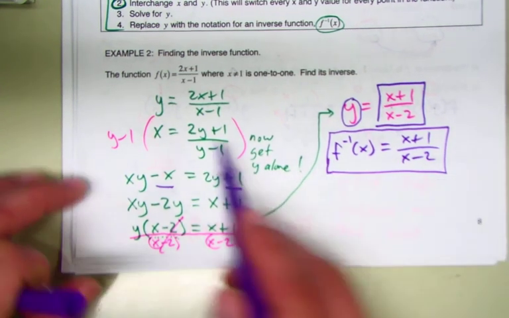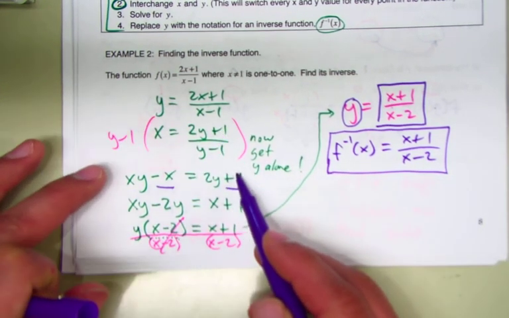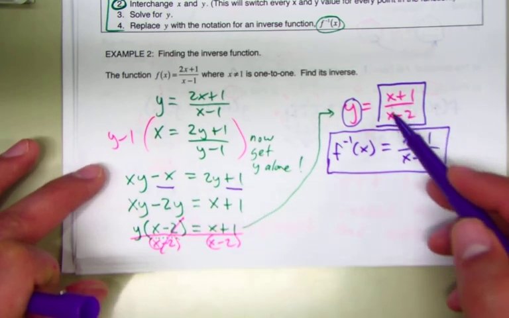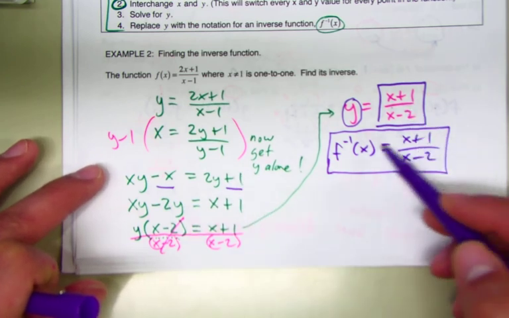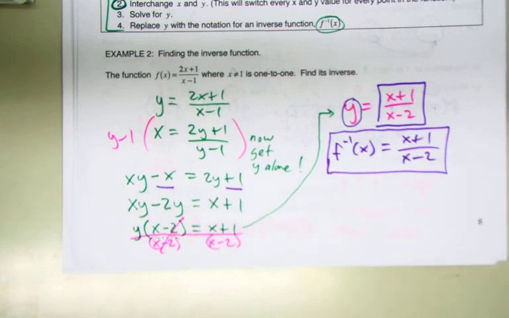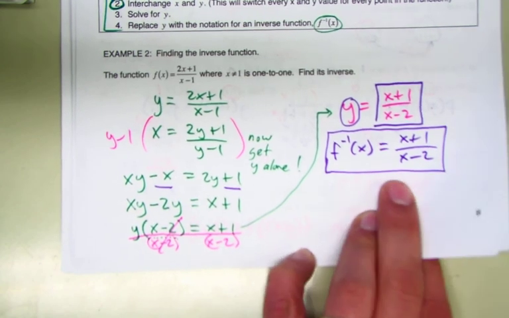So to recap, you flip-flop your x's and y's, then you try to get y alone. Once you have y alone, that formula is going to be the formula for your inverse. Just remember to swap out the new y that you obtained with the inverse. Okay? Let's keep going here.